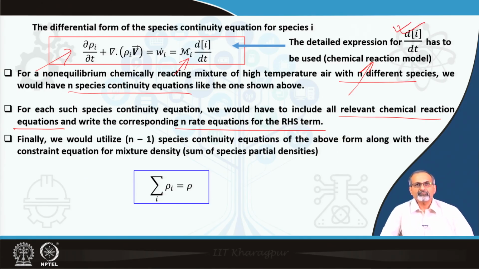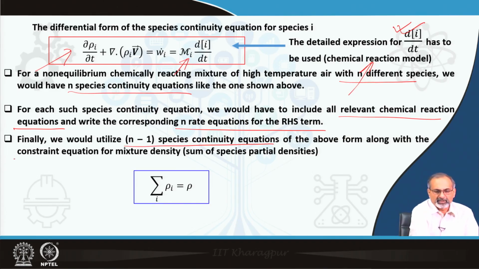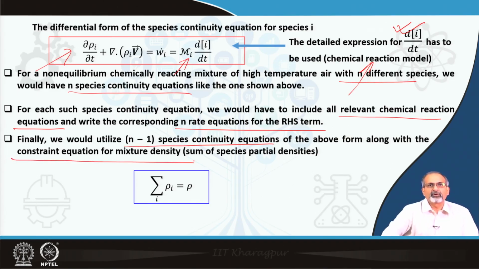For each such species continuity equation, we would have to include all the relevant chemical reaction equations, which we have indicated over here, the chemical reaction model, and write the corresponding n rate equations for the right hand side term. So, this is basically the rate equation that we are talking about, since it is non-equilibrium. Finally, if you recall, we would utilize only n minus 1 of those species continuity equations, while one of them will be replaced by imposing the constraint equation for mixture density, where the sum of species partial densities equation will be deployed.